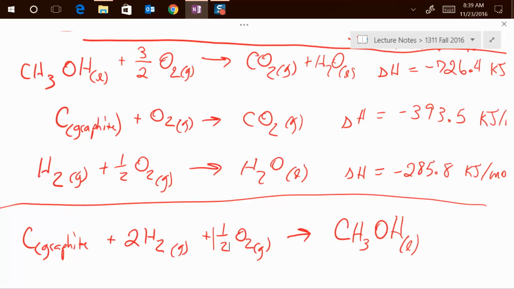I'm just stuck on which to do after you flip H2, or which one? I flipped the top one. The C. I mean, yeah, that's the top one. Okay. So you flipped it. And what did you do to the delta H? Change the sign. Okay, good. So you change the sign after you flip it.